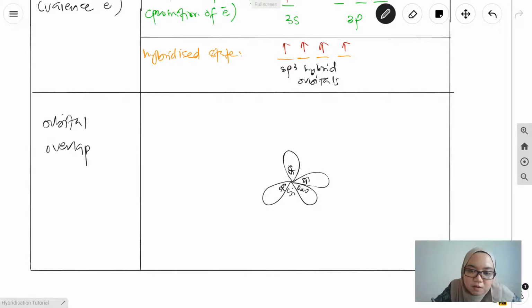sp3. Okay. I'm sorry, it's quite ugly, but now it's alright. Alright, and then we got fluorine. Fluorine has 2p. Chlorine is 3p orbital. Chlorine. Okay, so draw the 3p orbital for chlorine. So this is 3p for chlorine.